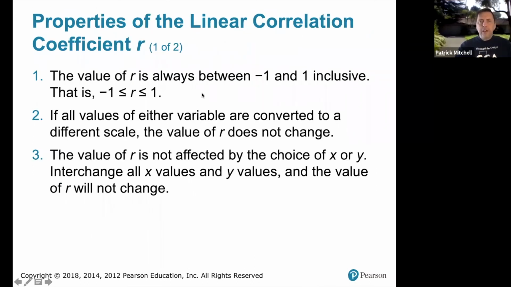All right, again, the value of R is always between -1 and 1 inclusive. If R is plus or minus 1, that indicates that there is a perfect linear relationship. Every single one of those points would lie directly on the line. So that really doesn't happen in any real life examples, at least no interesting ones. If all values of either variable are converted to a different scale, the value of R does not change. Imagine X being measured in inches versus X being measured in centimeters. That would not change the value of R.